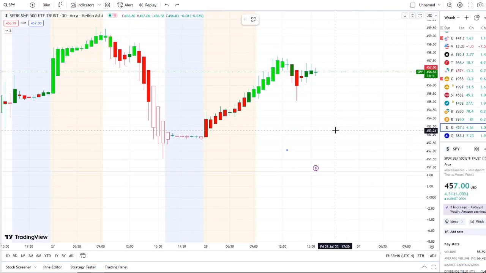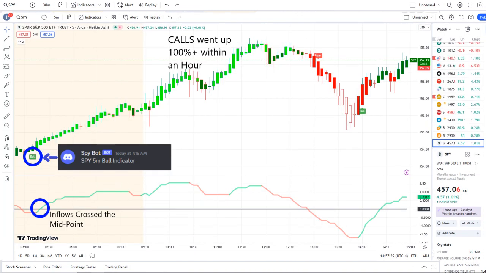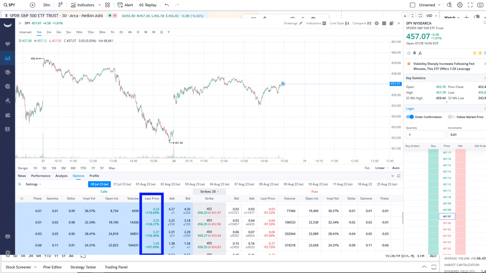Here we are with the SPY doing a full transition from the dip area to the rip area. And in today's volatility, our SPY bot at 7:15 a.m. sent out a bull indicator. And from that moment forward, inflows crossed the midpoint to the upside, full strength there on 42 vision, and call options went up 100% plus within an hour, guys. And as you see it popping up there within the screen, within the options chain, some options even went higher than that.